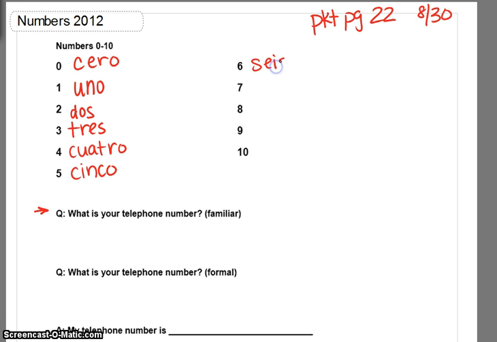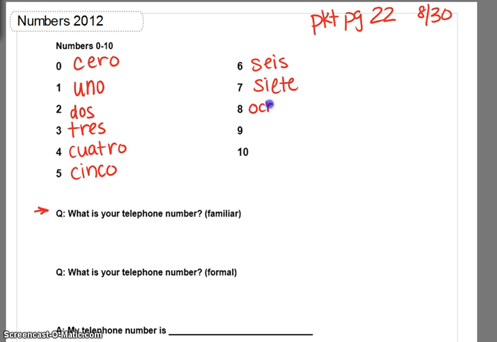6, seis. A lot of students get confused with how to spell seis because there's an E and an I and they're not sure what to do. But if you sound it out, seis, you hear the E sound first. And we've learned that the E sound is the letter E. A similar idea is that siete is 7. And when you say siete, you hear the E first, or the letter I. Therefore, you would spell it S-I-E-T-E.